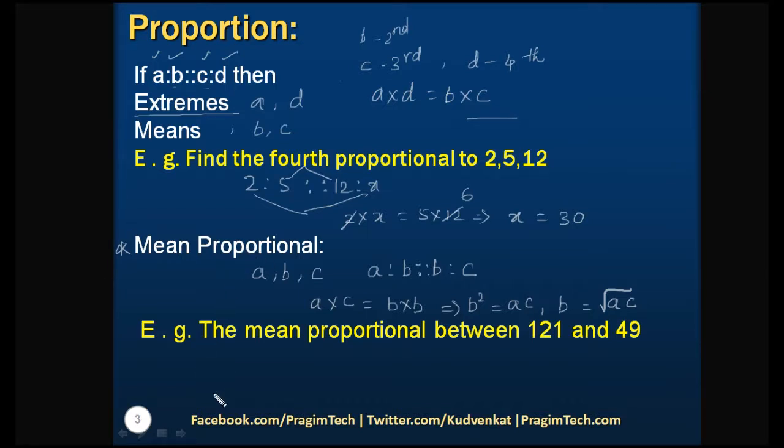Let's understand this by considering one example. Here we have to find the mean proportional between 121 and 49. Let's use this formula. The mean proportional B is equal to square root of 121 into 49. As you know, square root of 121 is 11 into square root of 49 is 7. So this will be equal to 77. So the mean proportional between 121 and 49 is 77.